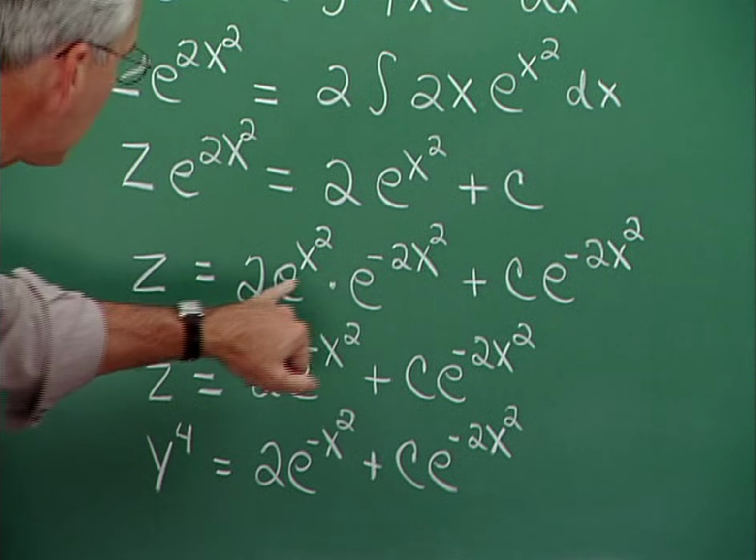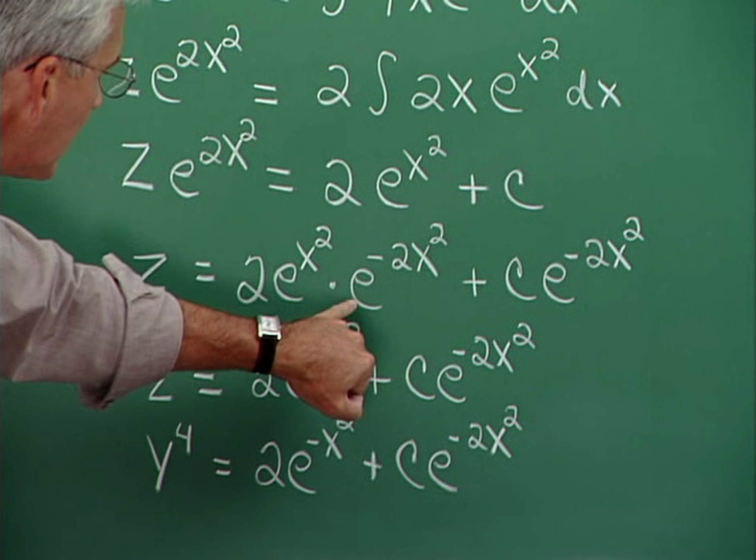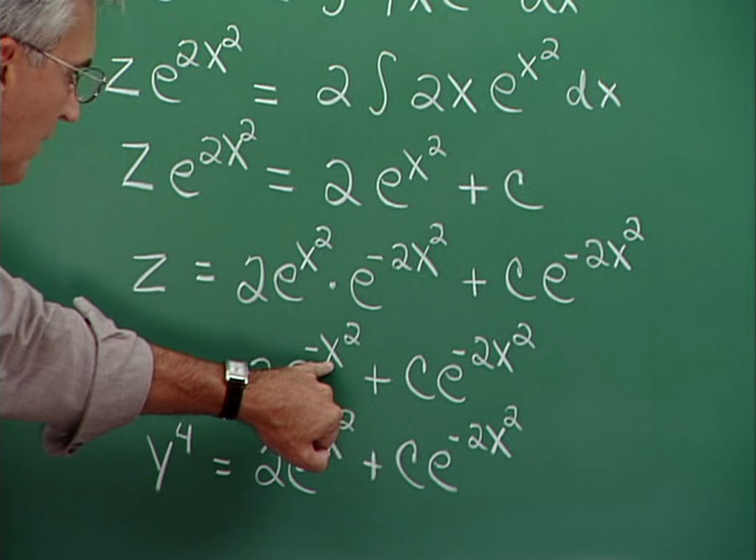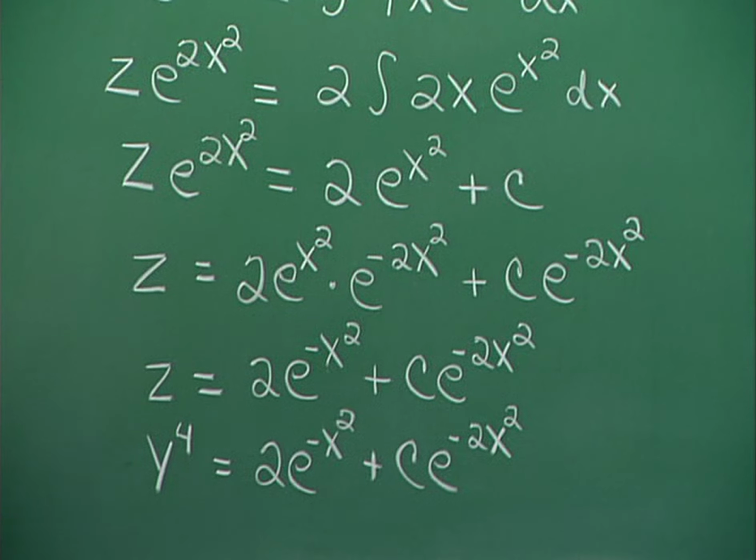And then once again we're cleaning up. We have e to the x squared times e to the negative 2x squared. Adding those exponents, we get minus x squared for the new exponent. And over here we simply bring down.